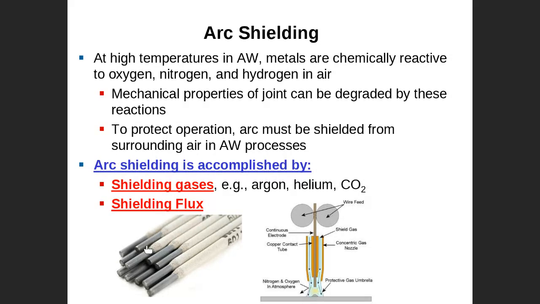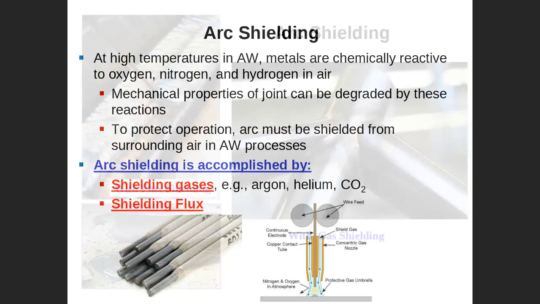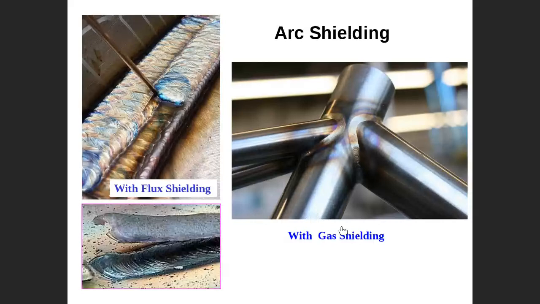We shield by flux also. This is a flux. We add flux. We coat the electrode with a flux. So we use flux or we use gas. This is an example of flux. This is the arc welding here. You do arc welding here, and this is a flux.